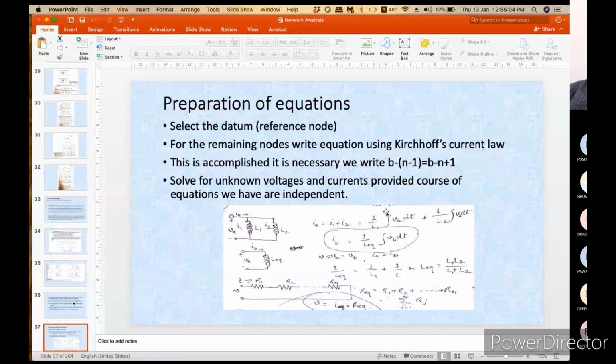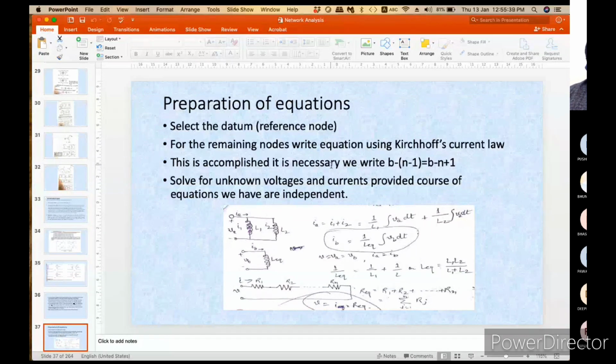So in a particular circuit, as I said, a reference node is considered, and that is called a datum, which I have already explained. All voltages are measured with respect to this node or this point, which is also a reference node. Then you know that we must use Kirchhoff's laws, two Kirchhoff's laws, one is the current law and another is the voltage law.